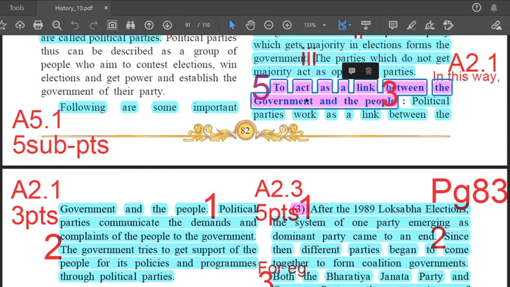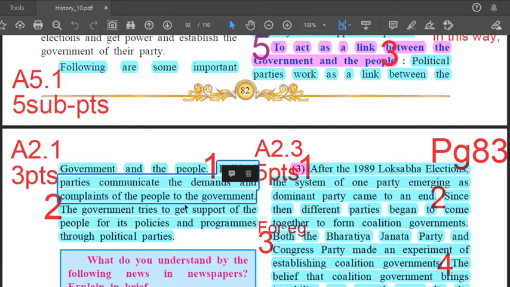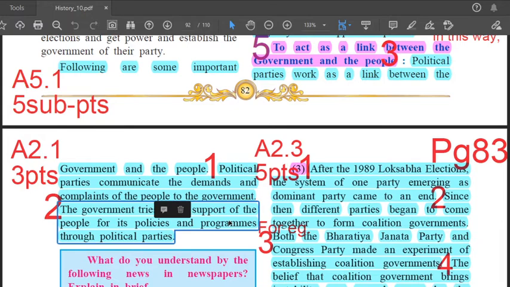Fifth and the last sub-point, to act as a link between the government and the people. Now children, these points, write it in the same order in which the previous answer was marked. That is answer 2.1. So first point is here. Political parties communicate the demands and complaints of the people to the government. Second, the government tries to get support of people for its policies and programs through political parties.